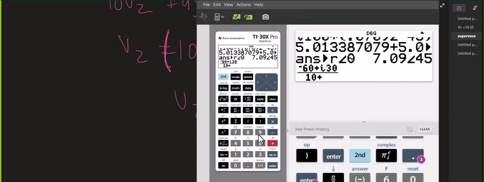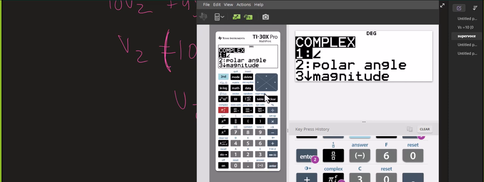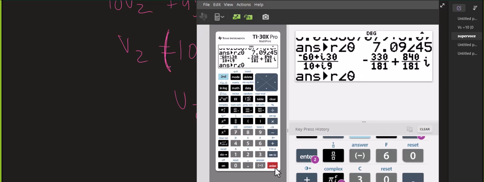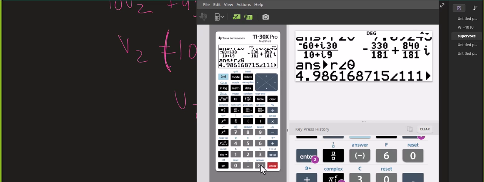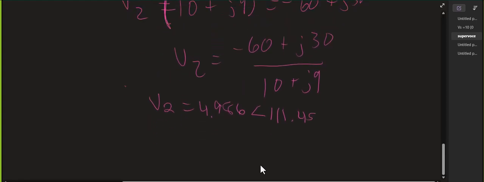Now we'll see how many mistakes I made and how many of you are holding out on me. Let's see. And that's actually the right answer. Okay, so V2 equals 4.986 angle 111.45.